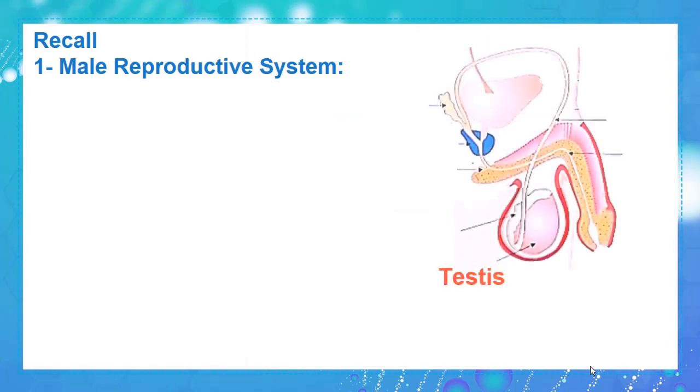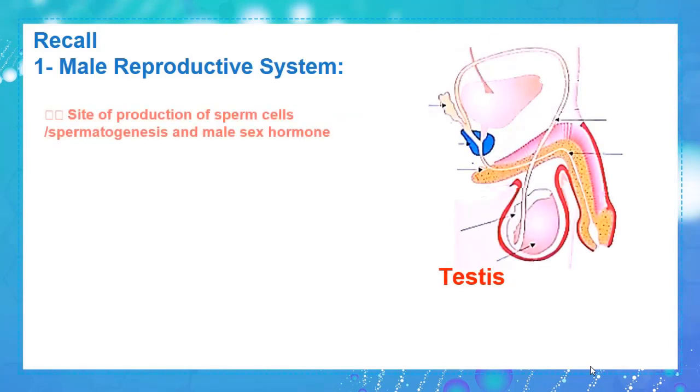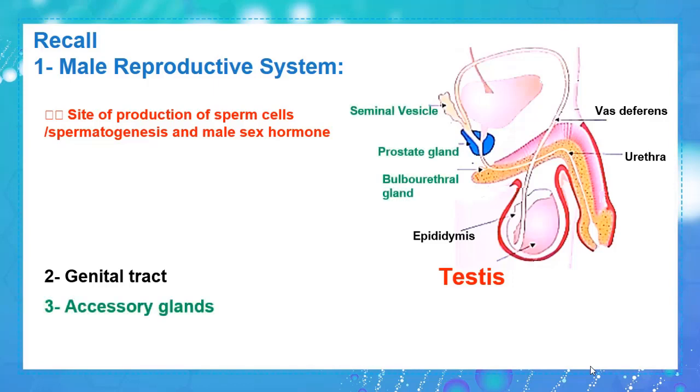As you have seen earlier in document 1, the male reproductive system is formed of the male gonad, the testis, which is the site of the sperm production. The genital tract that is responsible for both conduction and the storage of sperms, and that starts with the epididymis, followed by the vas deferens, then the urethra. And finally, the accessory glands that are responsible for the production of the seminal fluid.